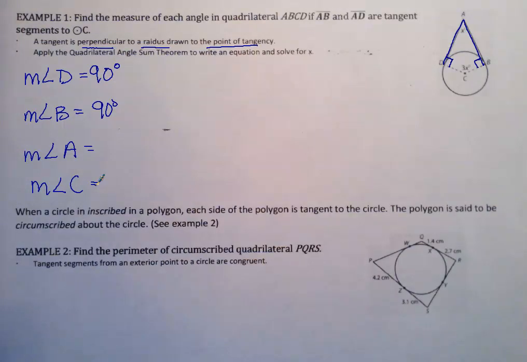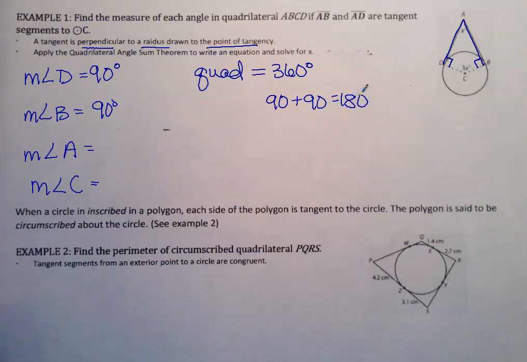Do the angles have to equal 360 because it's a quadrilateral? Yes. So a quadrilateral always equals 360 degrees. Yes, and we have a quadrilateral. So add the 90 to get 180. Okay, so 90 plus 90 equals 180. Would it be 180 divided by 4?